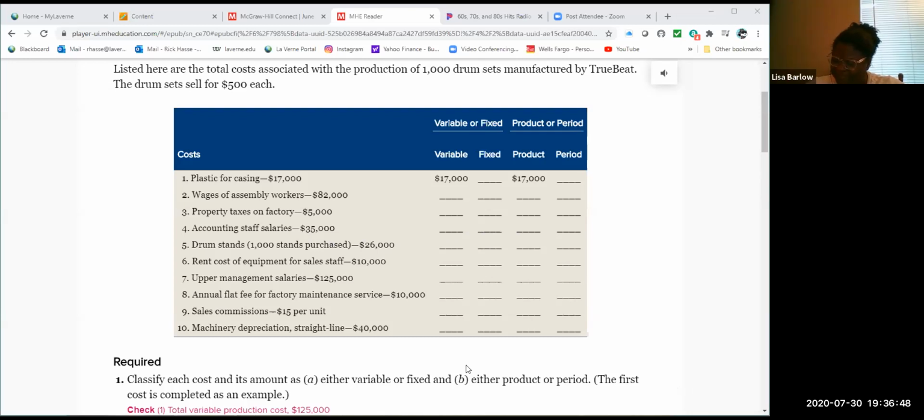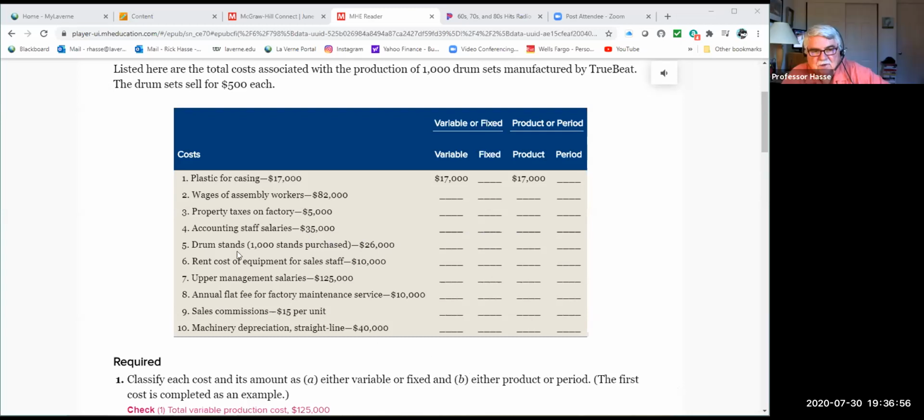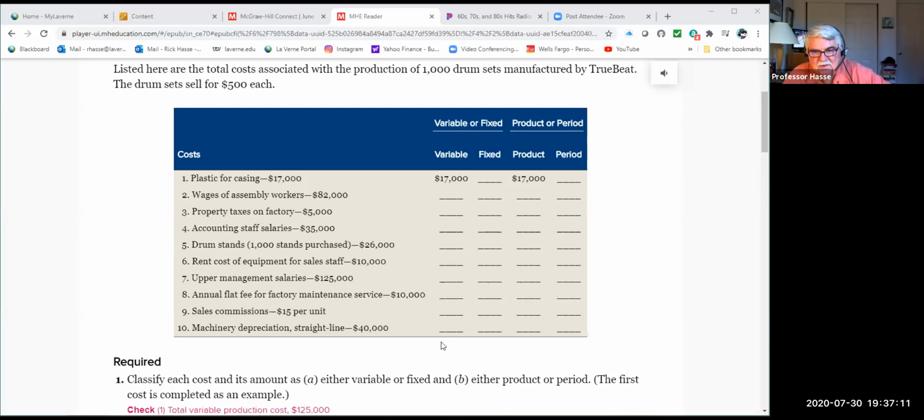Mr. Diggins, Elijah, come on down. So number 5, drum stands, 1,000 stands purchased, variable, fixed, product, or period. Is it a variable cost over a product? Excellent. Very good, Mr. Diggins. Variable and product cost. Exactly right. The more drum stands we buy for our drums, the more cost. It's a variable. And it's a product cost. Without the drum stands, we don't have the product. Thank you, Elijah.